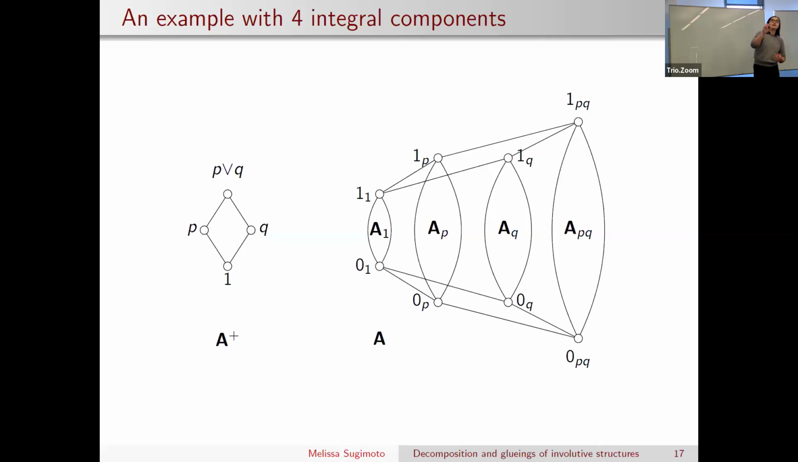So the component of A1 will, in the order, be nested inside the component of AP, and it will be nested inside the component of AQ because it's smaller than both of those. And we take those components and set them inside the join of AP and AQ. This is a pretty generic looking example for if we're just trying to glue things together over a diamond.